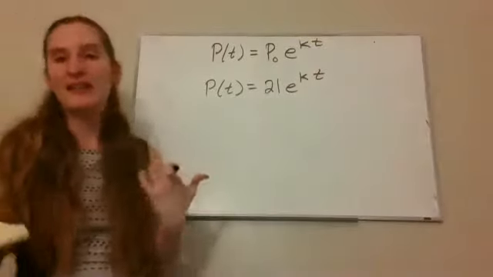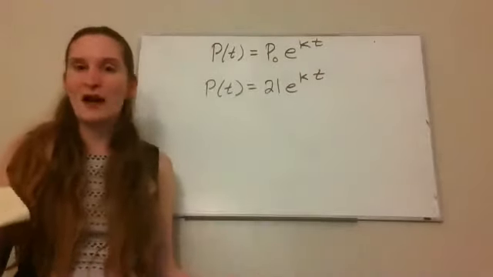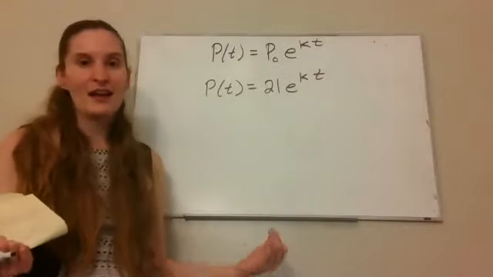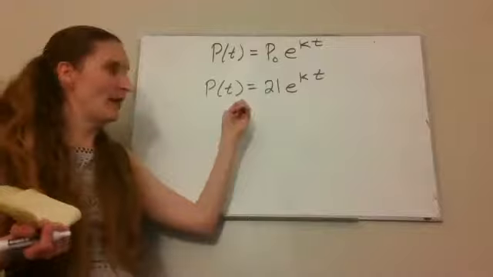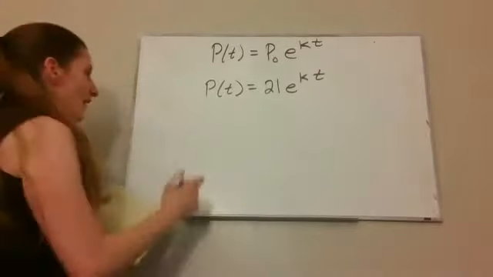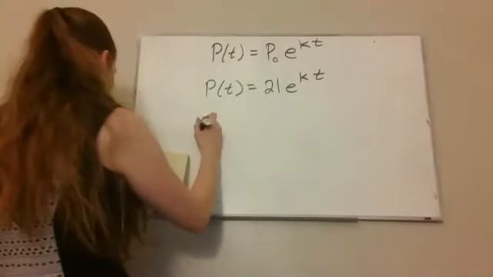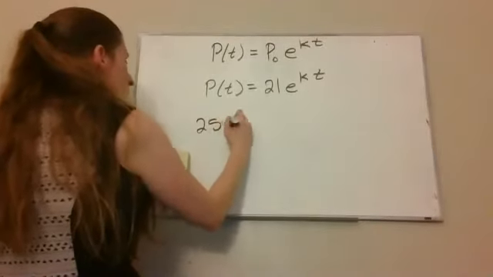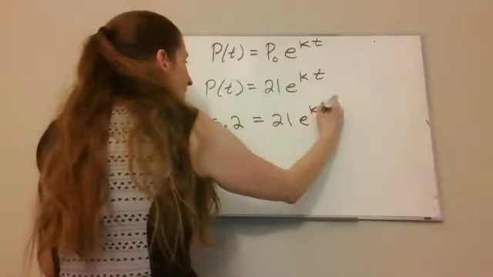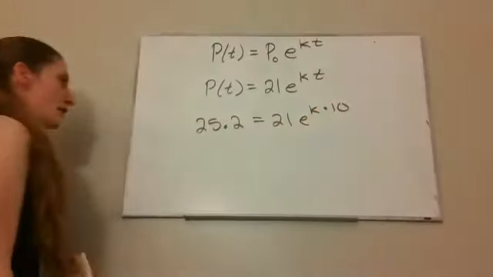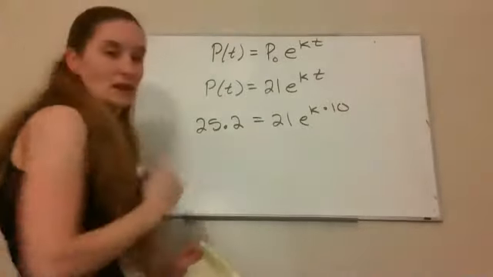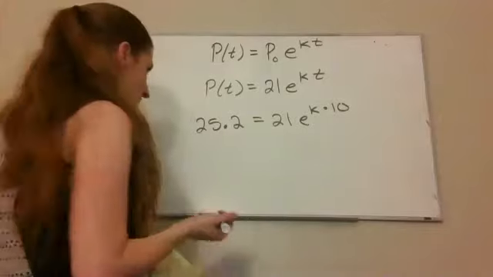So I have to plug in the other information that we already figured out to solve for k. And then once I have k, I'll put it back into this form right here to represent my population. We have that 25.2 was the population after 10 years, so I've plugged in the 25.2 and the 10 into their appropriate places. This is an equation I can solve for k.